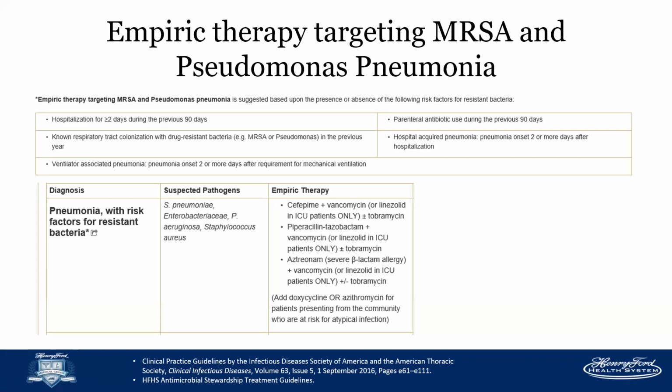Another alternative, let's say the cultures are negative or you can't obtain any cultures, is doing an MRSA culture swab of the nose to see if this patient is colonized with MRSA. If they're not, then we can drop the vanco or not worry about targeting MRSA. And in that case, something like oral moxifloxacin to finish up a 7-day course would be appropriate.